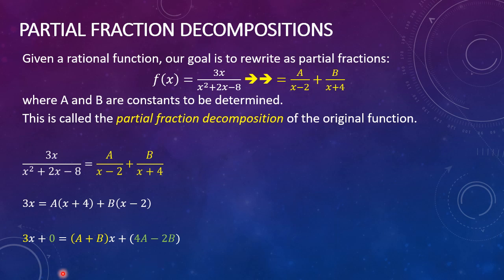So notice that in order for both sides of the equation to be equal, the coefficient in front of the x has to be the same. So in this case, a plus b has to equal 3. And our constant has to be the same. On the left side we have 0, on the right side we have 4a minus 2b, so 4a minus 2b has to equal 0 as well.